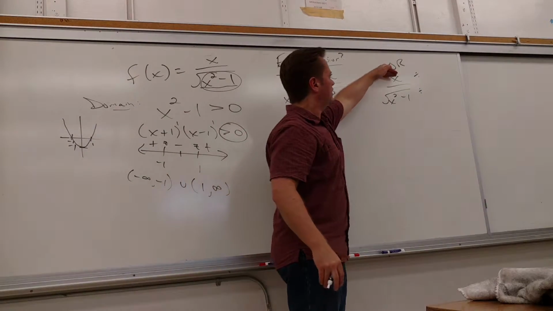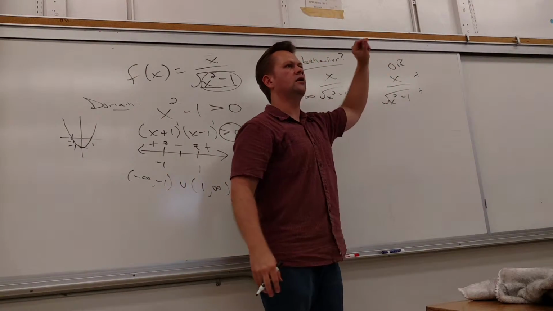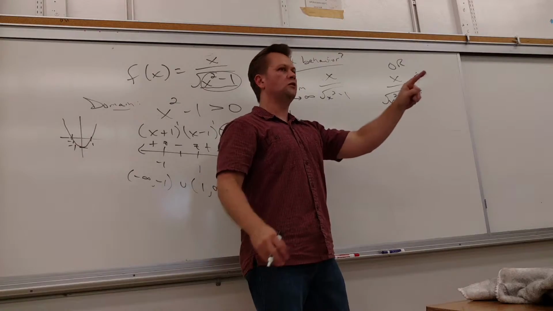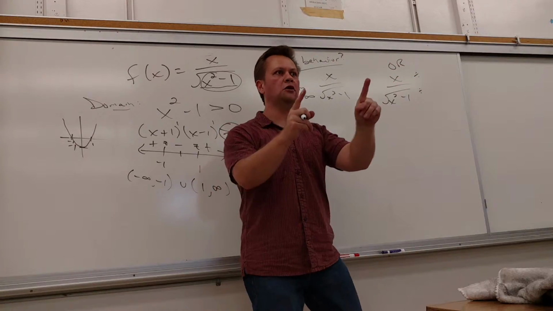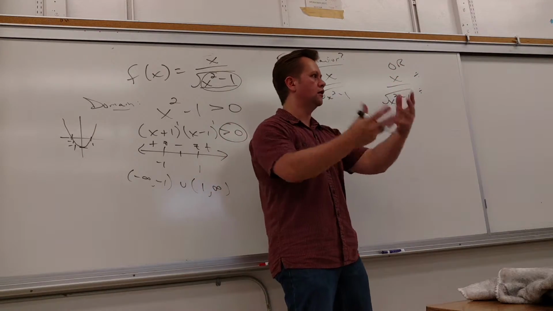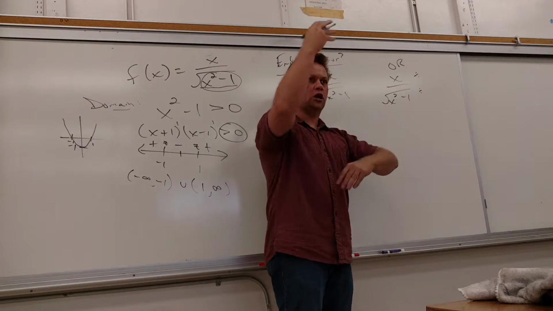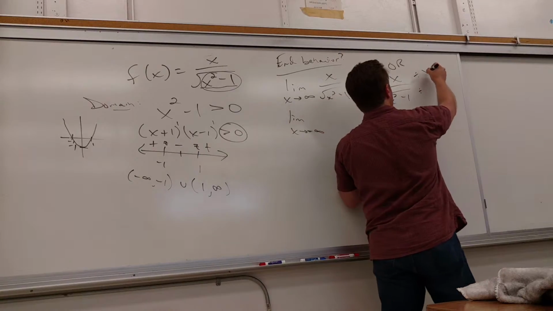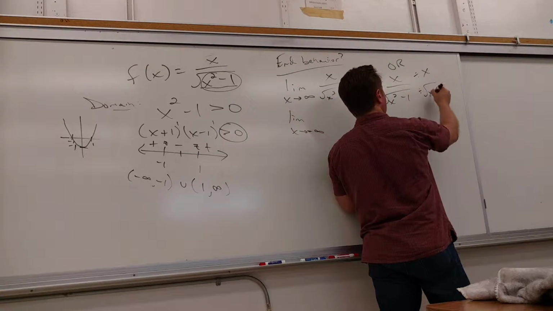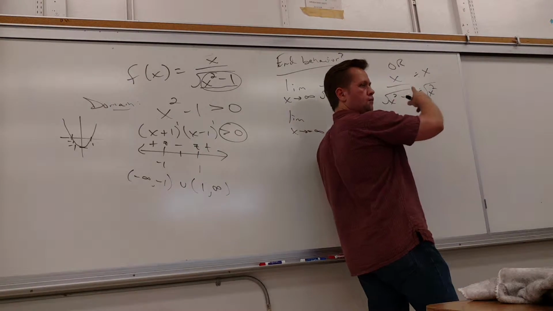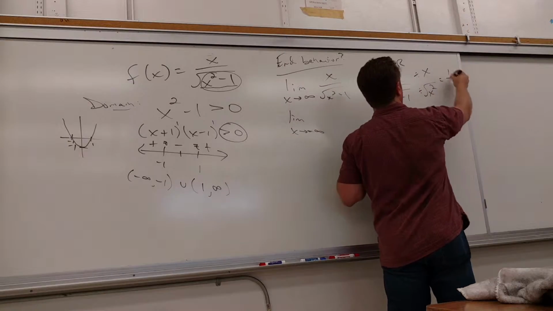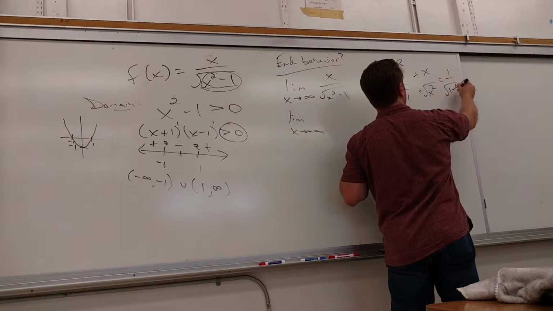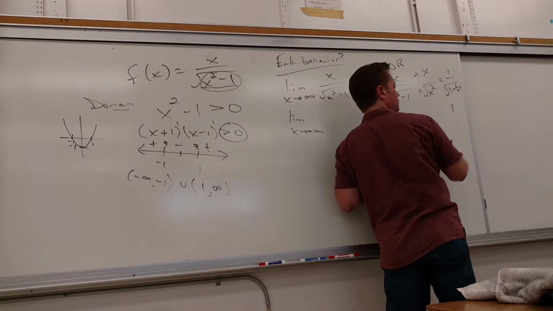Does anybody see what's the degrees of the top and the bottom? One. They are the same degree. That's what's important, right? They're the same degree. So then the end behavior, the limit should be the ratio of the coefficients, right? So if you divide by x, and down here I'm going to divide by x. So I get 1 over square root of 1 minus 1 over x squared, and when x gets really big, it's 1.